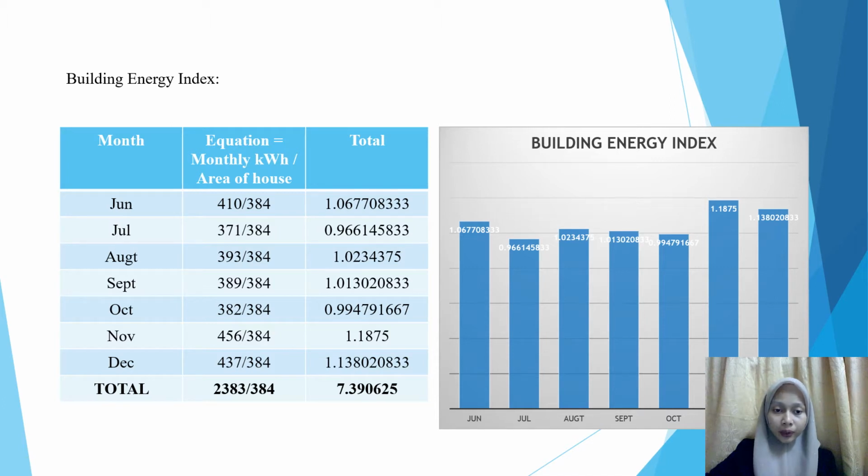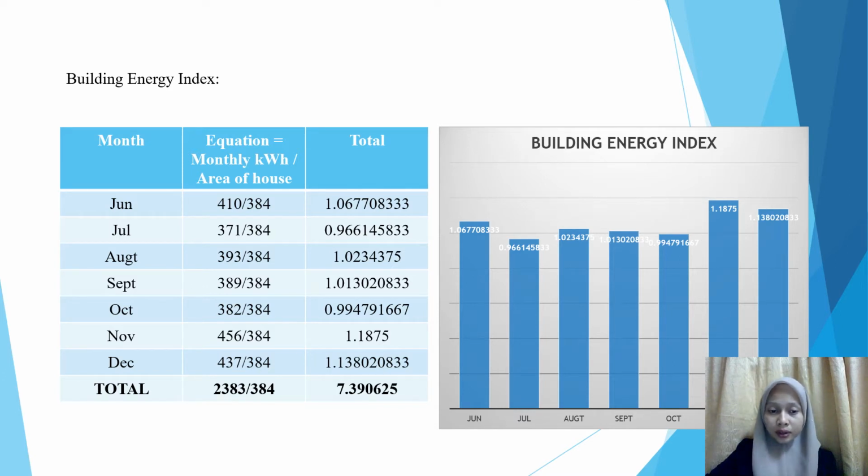Same for September. The monthly kilowatt hour is 3,018.2 divided by area of house 384. The total is 1.01. And then on October, the monthly kilowatt hour is 3,018.2 divided by area of house 384. I get the total 0.9.